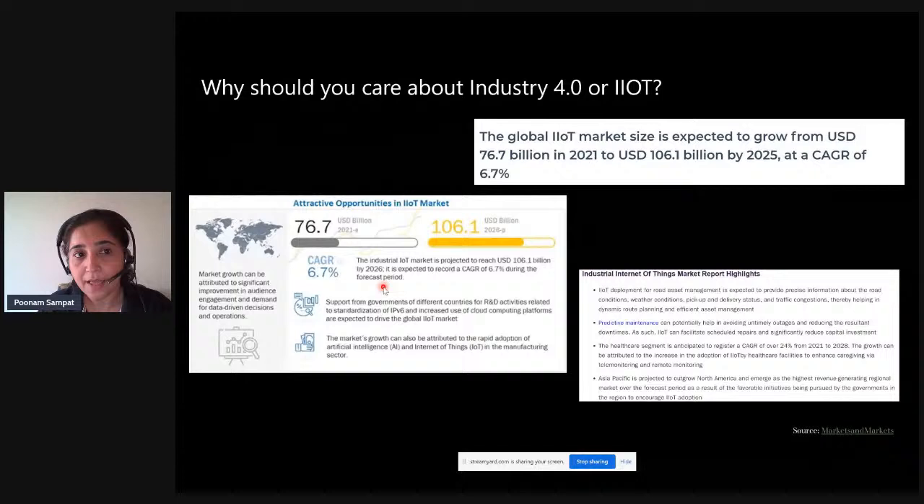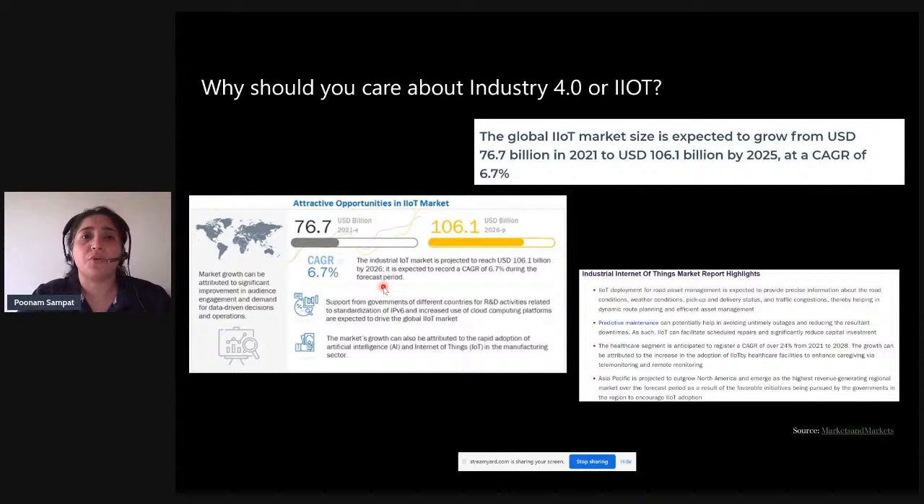Now, as developers, as Python developers, why do you really care about this Industry 4.0 or industrial IoT analytics, right? There's a big market opportunity. In 2021, we're talking about $76.7 billion. In 2026, it is projected to be $106.1 billion, right? So there's a lot of market opportunity.